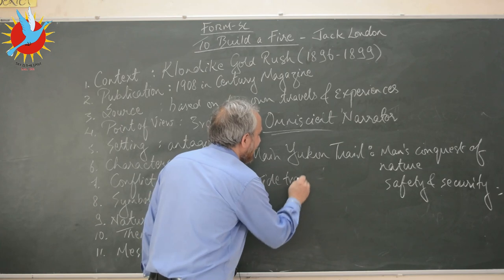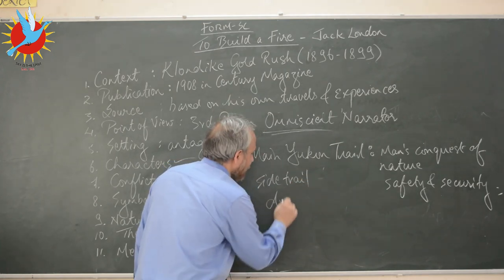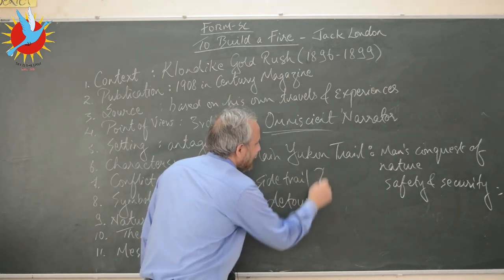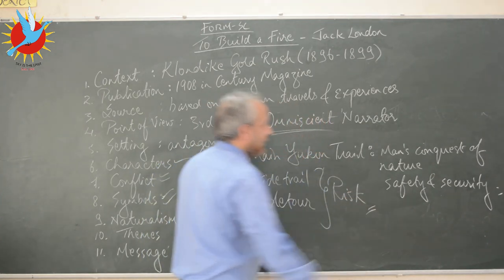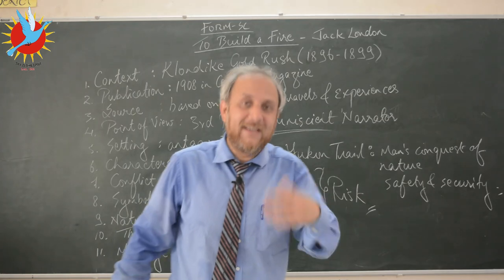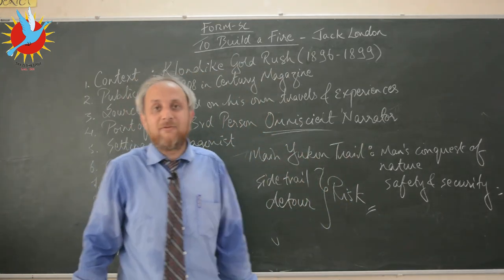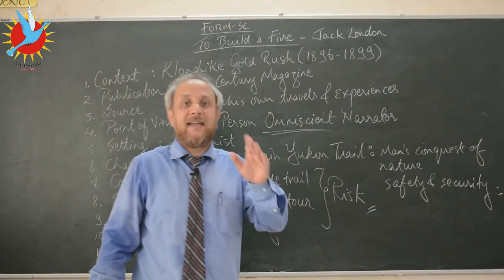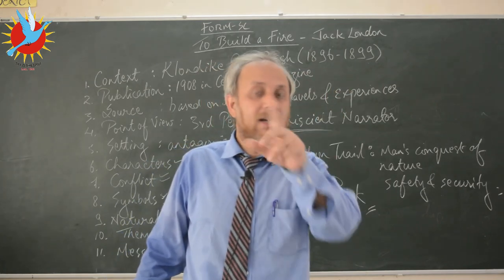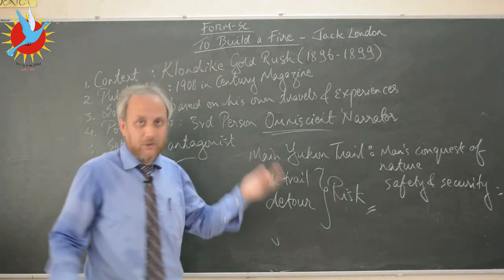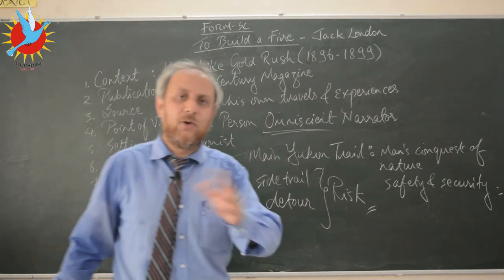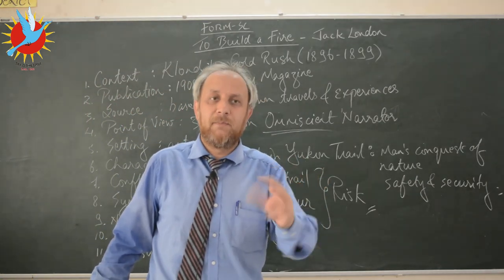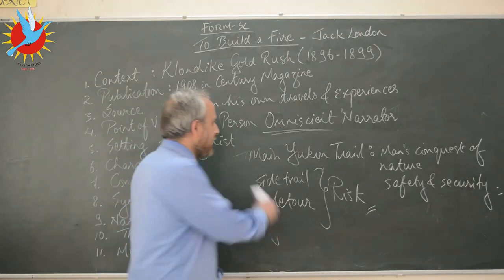Side trail, when he takes a detour, it is symbolic of risk. Okay, and the old man, in a way, is symbolic in this story. What does the old man represent? The old man represents a healthy respect for Mother Nature. I've already spoken about this point. Okay, fine. So this particular story is full of symbols, so you need to understand that.